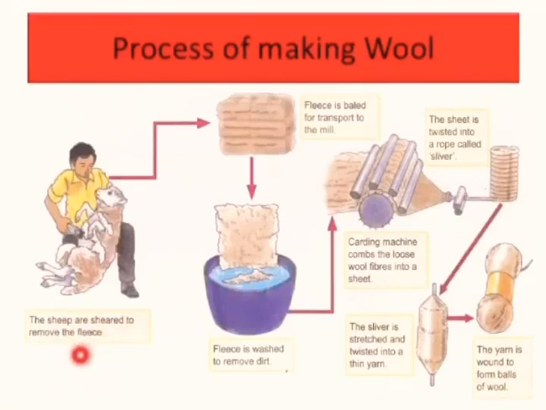The sheep are sheared to remove the fleece. So the fur we get from the sheep is called fleece, and fleece is baled for transport to the mill. Here fleece is washed to remove dirt, and then the machine combs the loose wool fibers into a sheet. The sheet is then twisted into a rope called sliver, and the sliver is stretched and twisted into thin yarn, and the yarn is wound to form balls of wool. So this is basically the process of making wool.